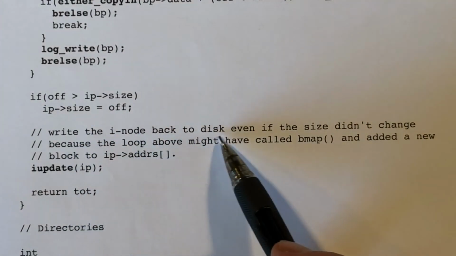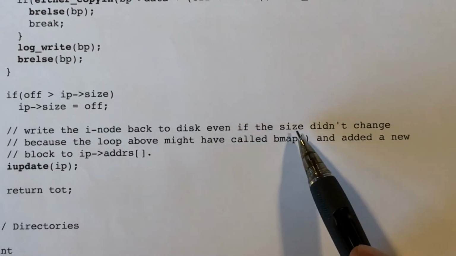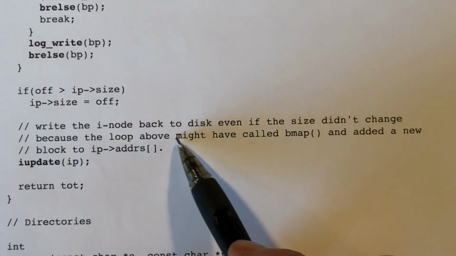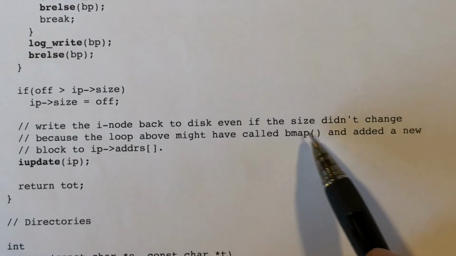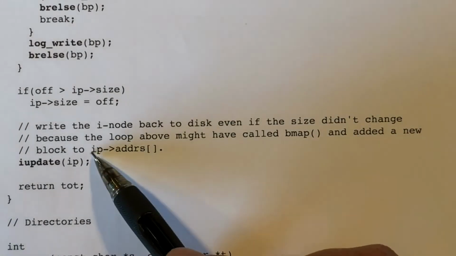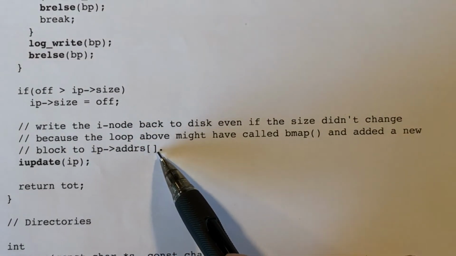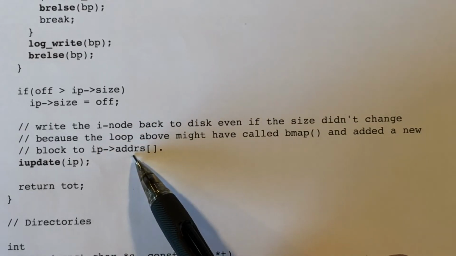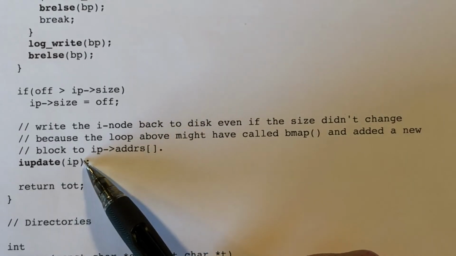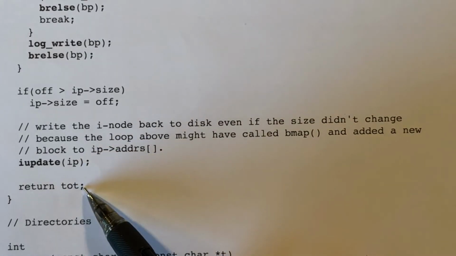We write the inode back to the disk, even if the size didn't change, because the loop above might have called bmap, well, it did call bmap, and that bmap might have added a new block to the file and therefore modified the array of block pointers. So we do call iUpdate here, and finally we return the total number of bytes transferred.